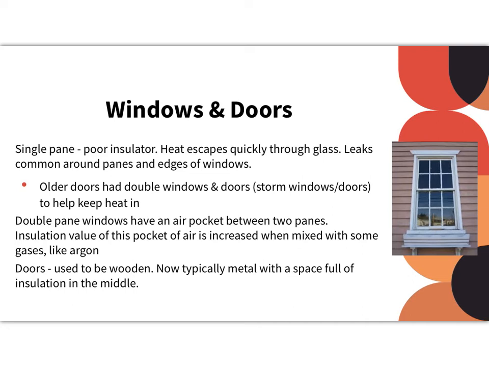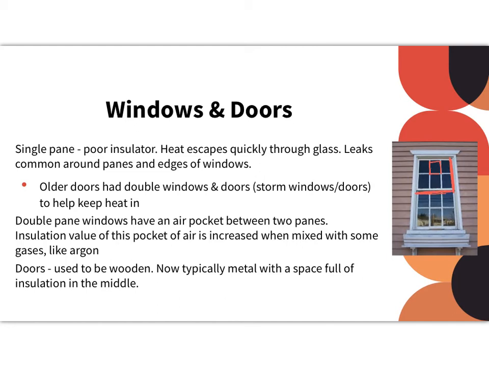Again, our single pane of glass is a poor insulator. Heat escapes quickly through glass. Leaks are common around panes and edges of windows. So leaks around where one pane of glass ends is quite common, and leaks around the edges of the windows and the openings are common.